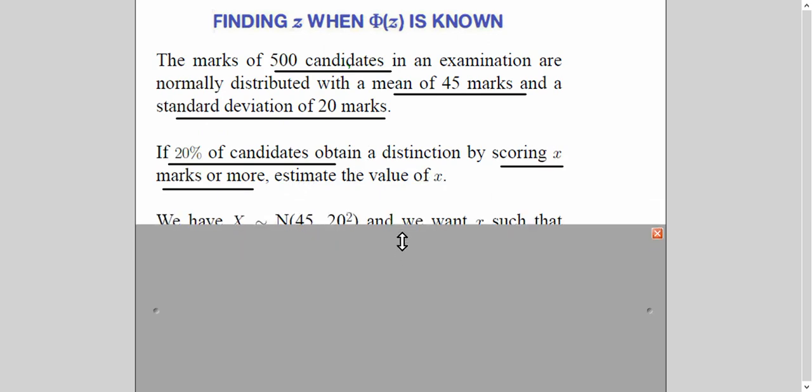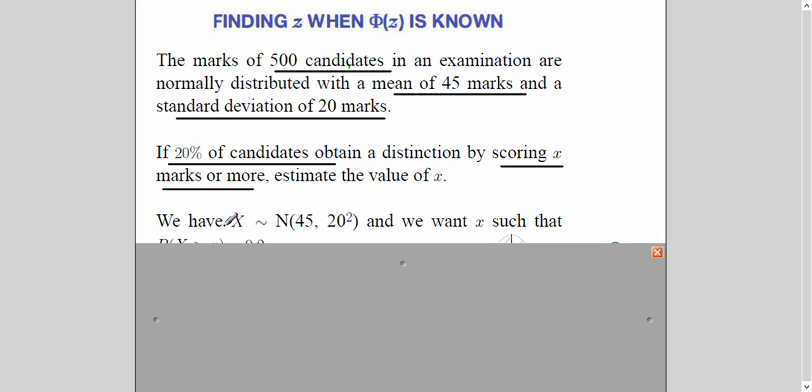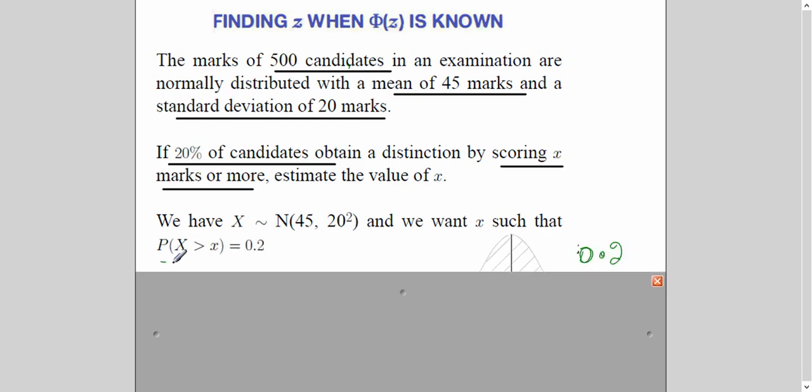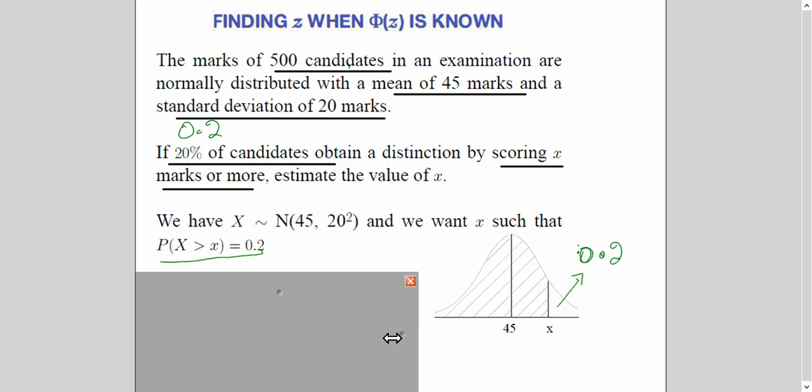Now let's write this question in mathematical form. First of all, in the normal distribution, it will be N(45, 20 squared), and X is my random variable, which represents the score. And 20% means 0.2. So the question is asking for the value where the right hand side area, or probability, is 20%. So I have to find this X value according to the question.